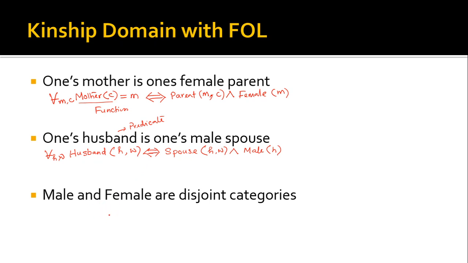Now coming to the third statement, which is that male and female are disjoint categories. How to model that? So let us write male X. If someone is male, then that person is not a female. So X is not a female, right? And of course, the other way is also true: if someone is not a female, then that someone is a male. And this should hold true for all X, right?